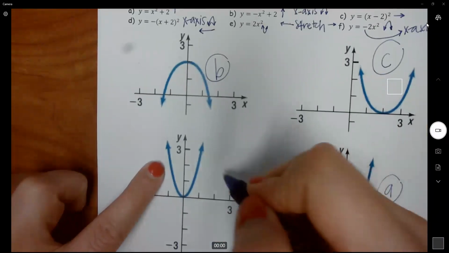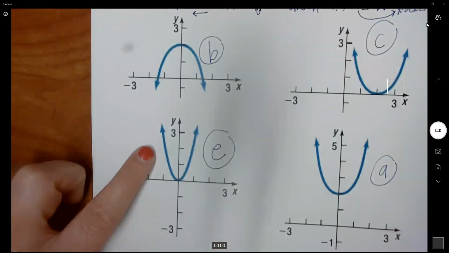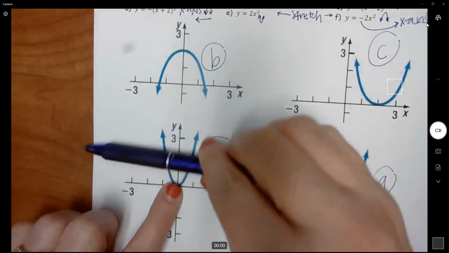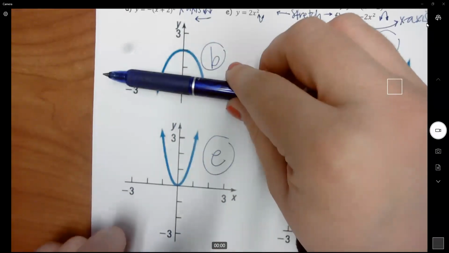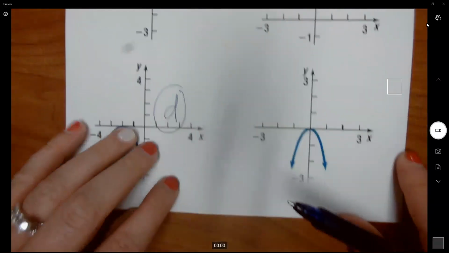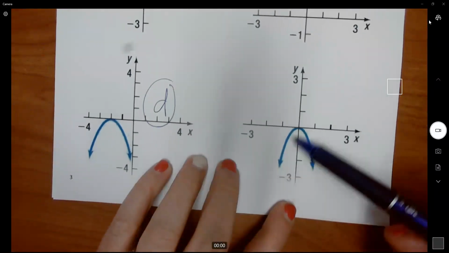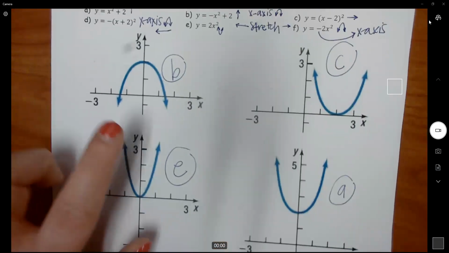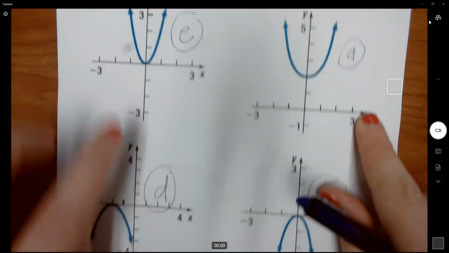So that leaves this here to be E, which we can see has been stretched, not skinnier. Watch that last video. It's not skinnier, but it has been stretched. And this one here has been stretched and it's upside down. So this is my F. So it went B, C, E, A, D, F.